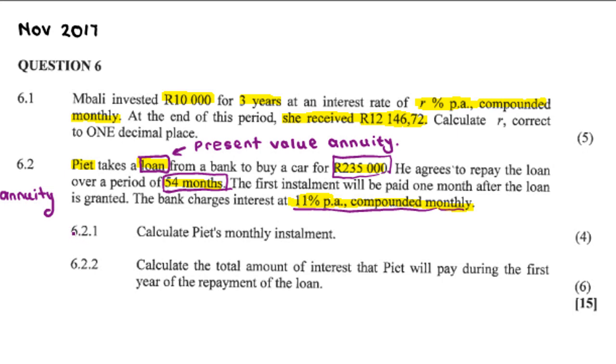Question 6.2.1 then states that we need to calculate Pete's monthly installments. So we need to calculate how much Pete is going to have to repay on a monthly basis. And question 6.2.2 asks us to calculate the total amount of interest that Pete will pay during the first year of repayment of the loan. All right, let us go.